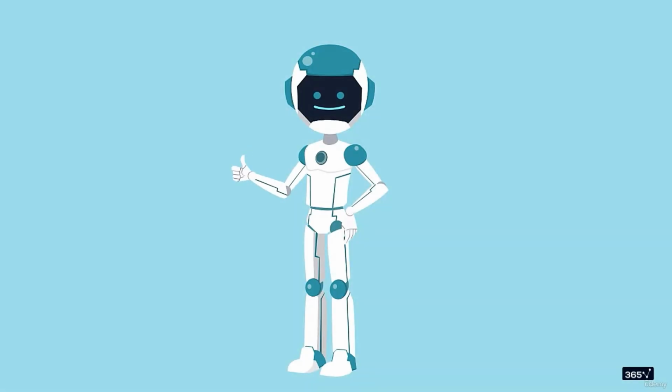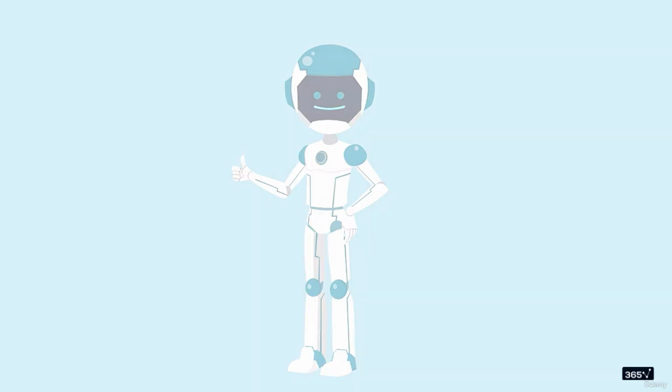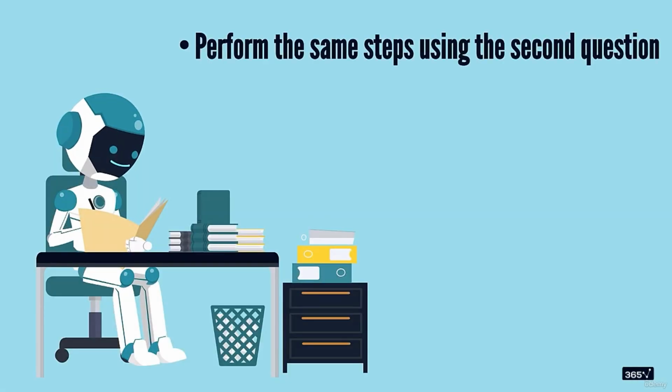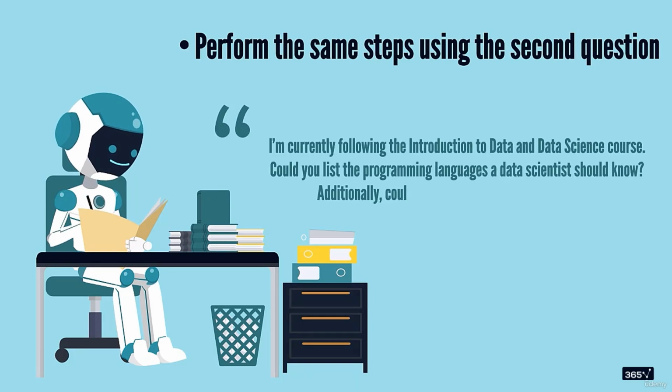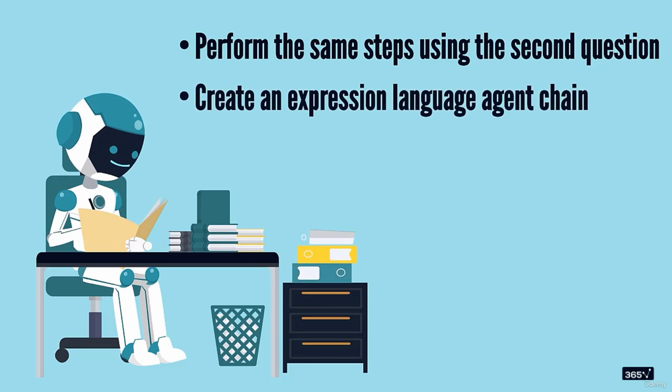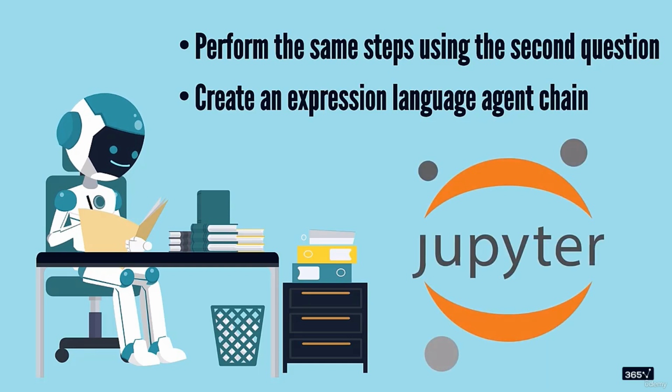I hope you're starting to get a feel for how agents work. In the assignment following this lesson, you will perform the same steps, but this time applying our second question, asking for the programming languages a data scientist should know and their creators. I'm certain you'll find the example illuminating. The second task I've prepared requires you to create an expression language agent chain. Carefully follow the instructions in the notebook, and by the end, you should have a fully functioning custom chain.